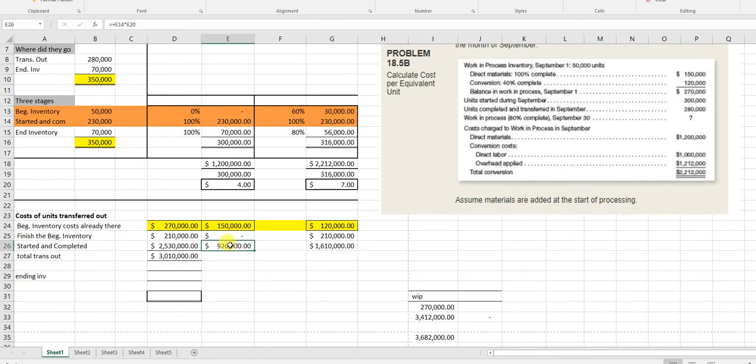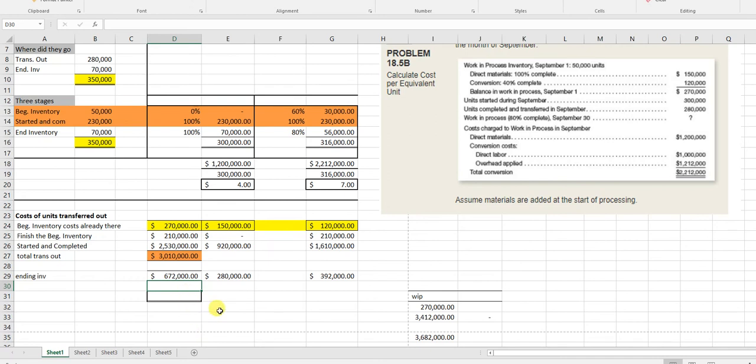So this 920,000 is the 230,000 units times the $4 each. So I hit the ending inventory instead of the started and completed. So notice my line says started and completed. So this number here is what I transferred out during the period. My ending inventory is 70,000 this time times my $4 each. And this one I added materials to the equivalent of 56,000 times $7 each. So my ending inventory is that number, 672.